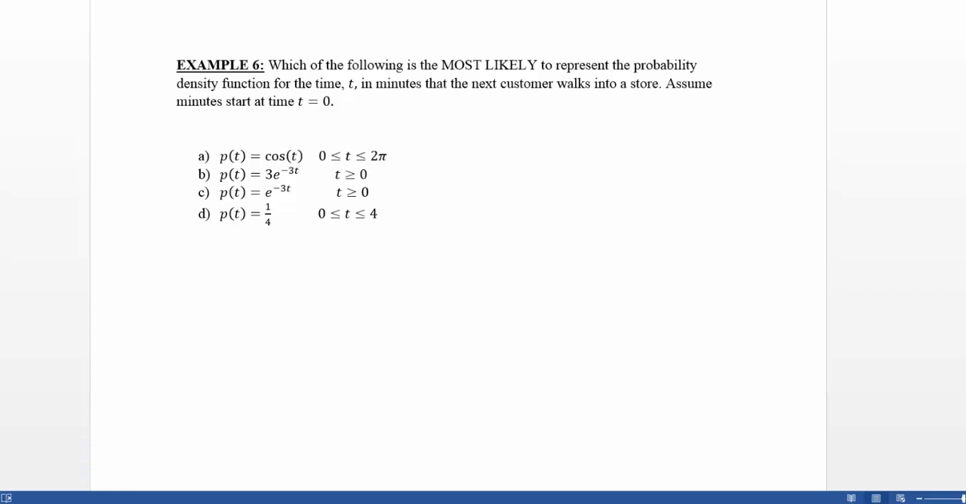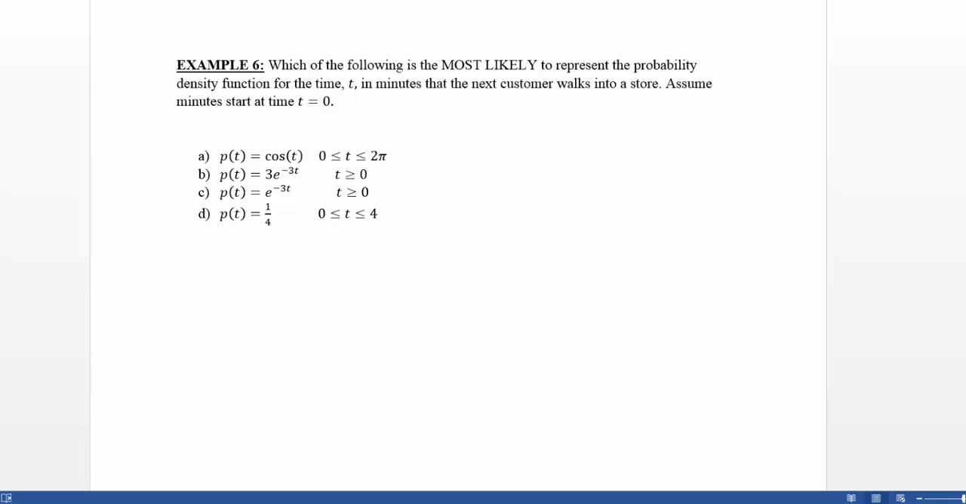So we start measuring at time equals 0, and we're watching the door, and we're trying to figure out which of the following is going to be the probability function, the PDF, the probability density function, that models when the next customer will walk in the door. So remember, because we want this to be a density function, even though we're still talking about probability, we need our requirements to hold.